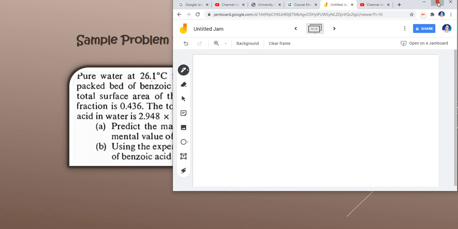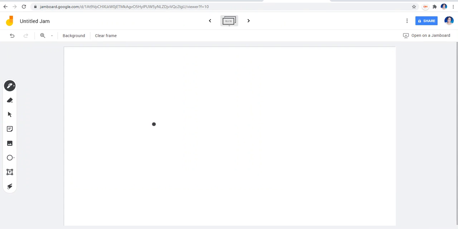Okay, this is the third and the last on the chapter. So if we are to illustrate our problem, we have a tower consisting of benzoic acid spheres.